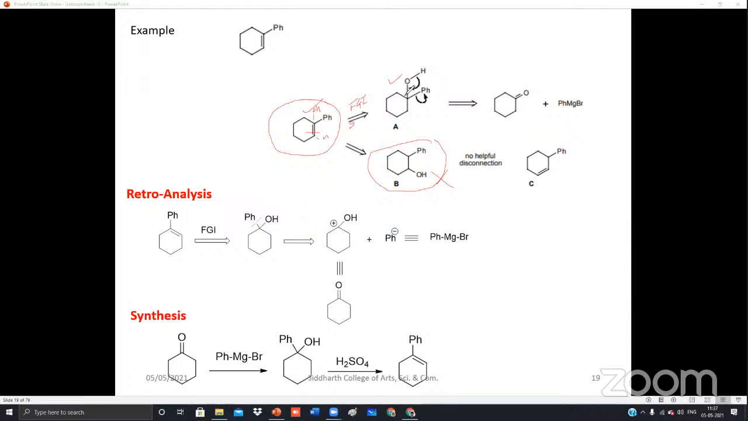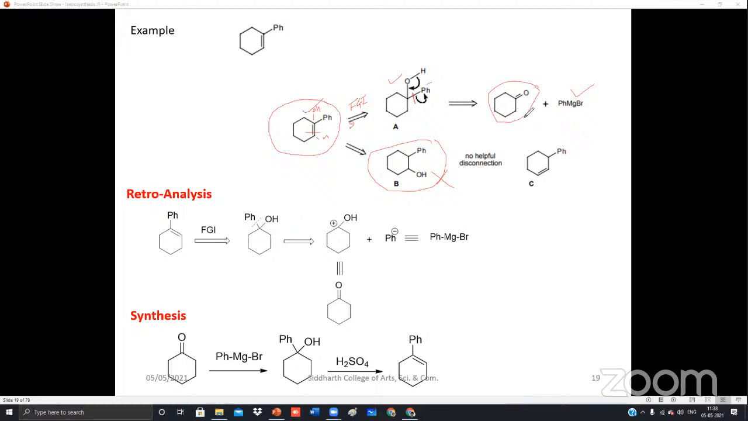Whenever we come across a tertiary alcohol, our job is very easy, because we know that tertiary alcohols, or maybe secondary alcohols, or primary alcohols, can be easily targeted by Grignard reagents and the carbonyl group. So if I disconnect over here, this will give you the phenyl magnesium bromide like this, and this will be the cyclohexanone, that is a cyclic ketone.